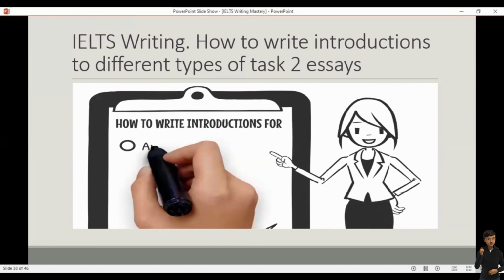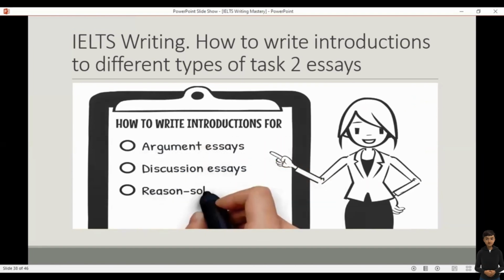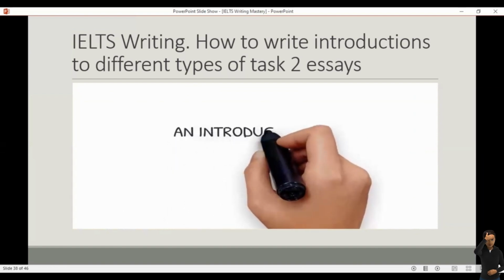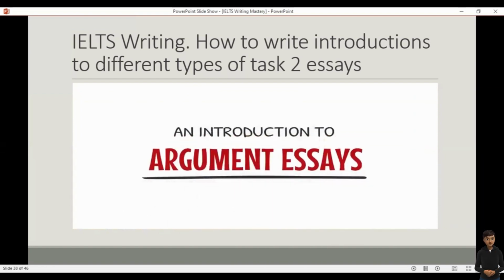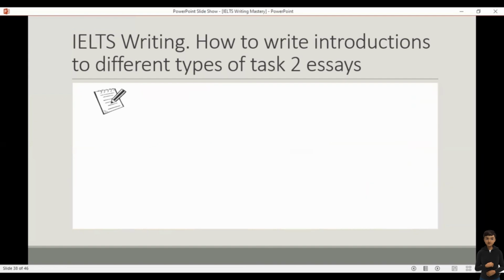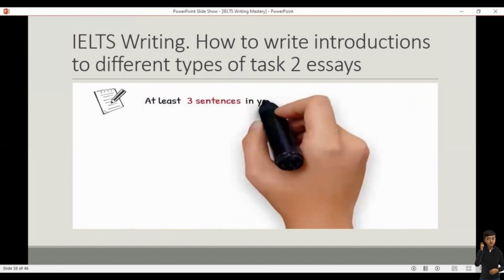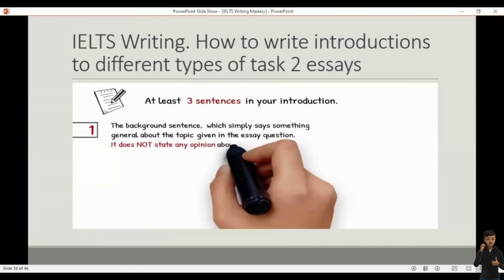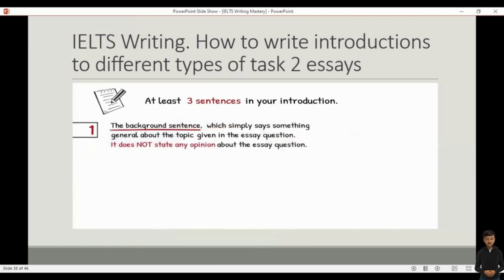Now we're going to learn how to write introductions for argument essays, discussion essays, reason and solution essays, and 2-question essays. So first, let us focus on how to write an introduction to an argument essay. When we write an introduction to an argument essay, there should be at least 3 sentences in your introduction. The background sentence, which simply says something general about the topic given in the essay question. It does not state any opinion about the essay question. Usually, something general about the topic is mentioned. We can paraphrase the topic sentence of the question itself.